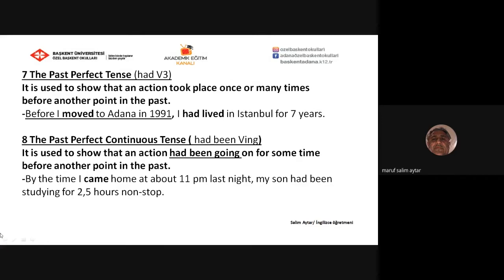Then we should move on to the past perfect tense. See, it is past perfect tense, okay? And that is the form we use. It is used to show that an action took place once or many times before another point in the past. So it takes us to a second point in the past.